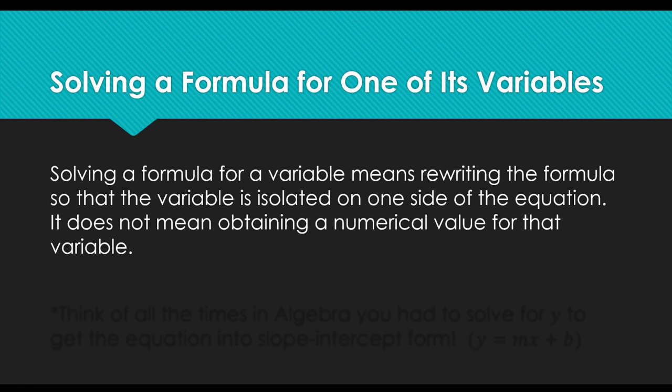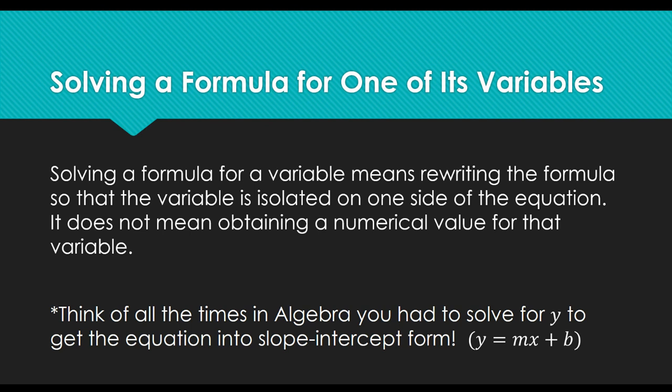All right, let's talk about solving a formula for one of its variables. Solving a formula for a variable means rewriting the formula so that the variable is isolated on one side of the equation. It does not obtain a numerical value. So we're not dealing with, okay, I got to solve for this, what is it, X equals 2, X equals 5. No, we're just dealing with a bunch of variables, no numbers per se, and we just want one variable to be isolated by itself.